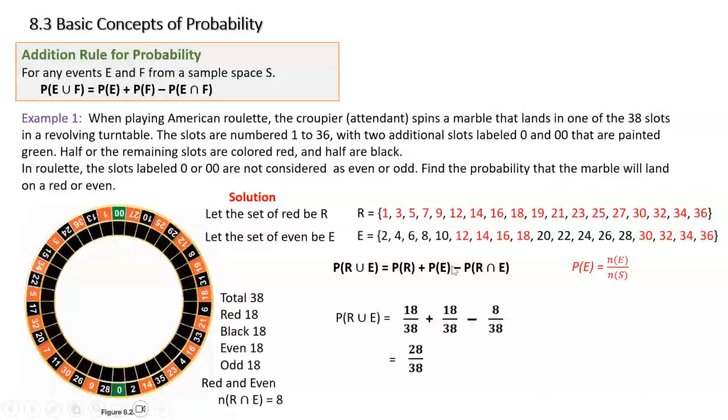Now if we do this, when we add them, 18 plus 18 is 36. 36 minus 8 gives us 28. So the answer is 28 over 38, and we can reduce it to 14 over 19. This is the answer. And that's how we use this type of formula. I think it's called the addition rule of probabilities.